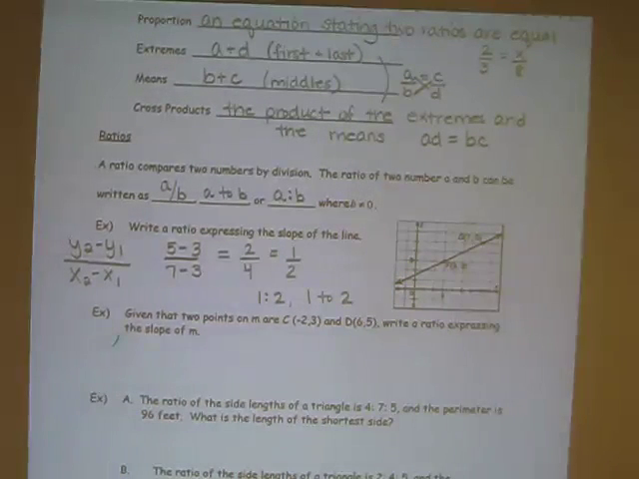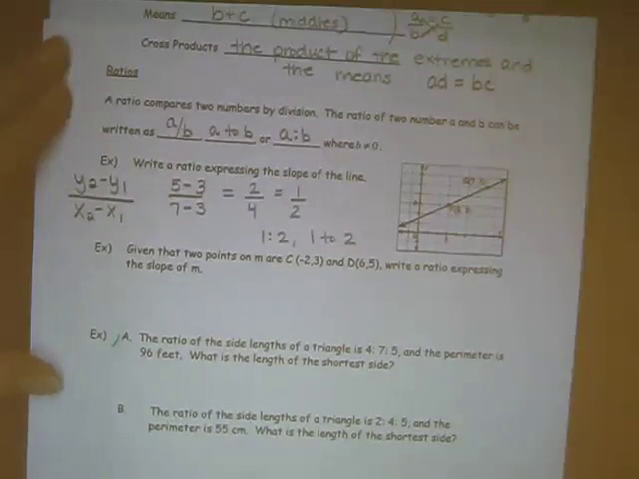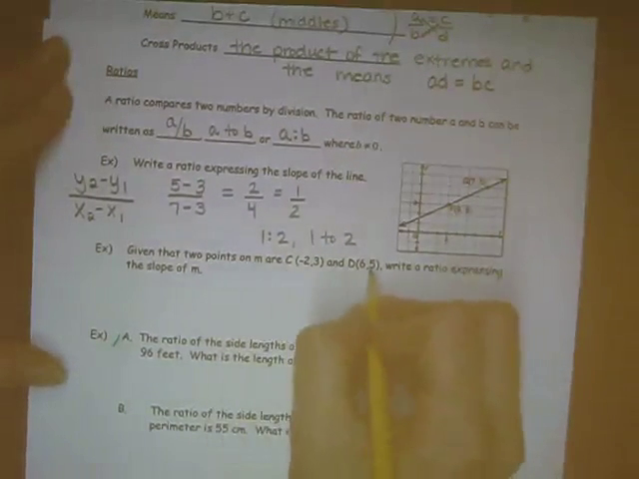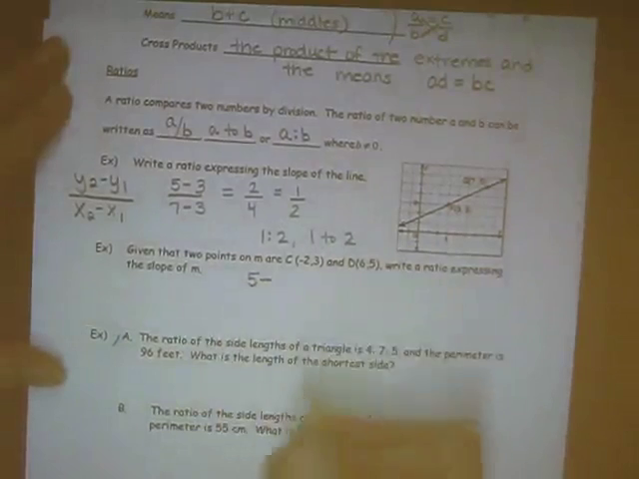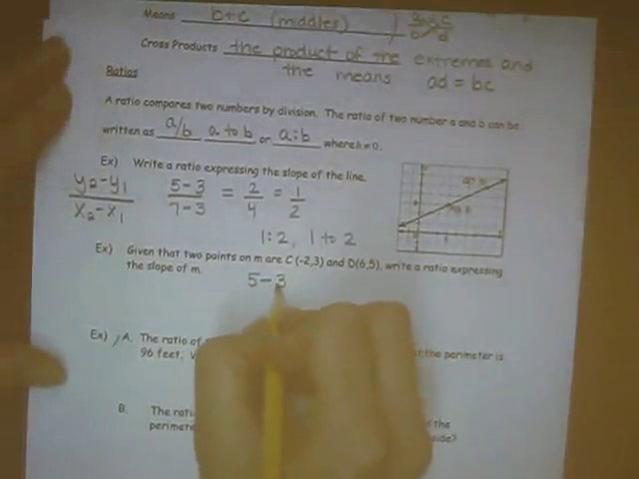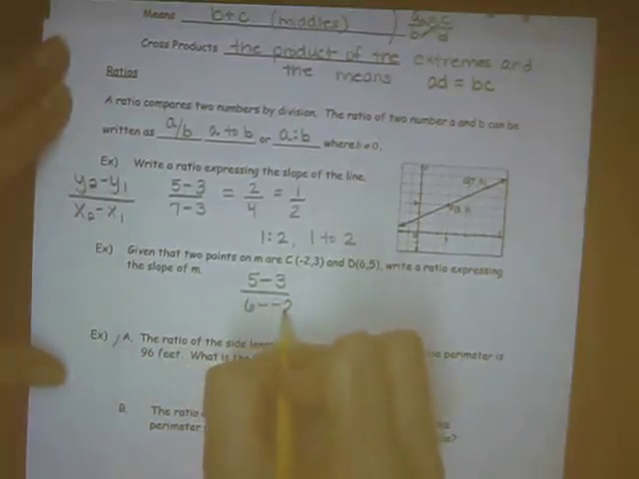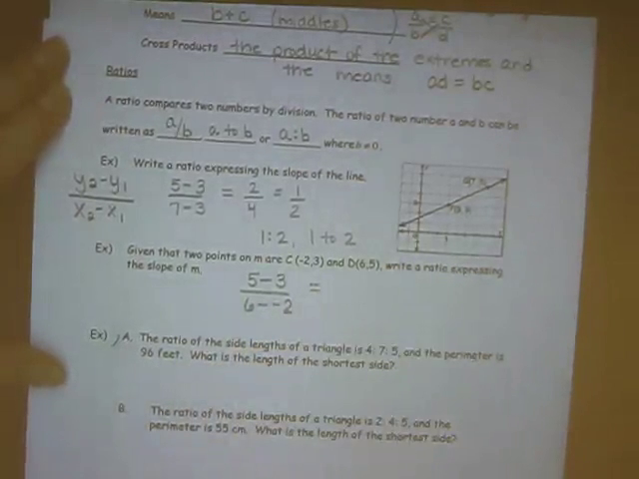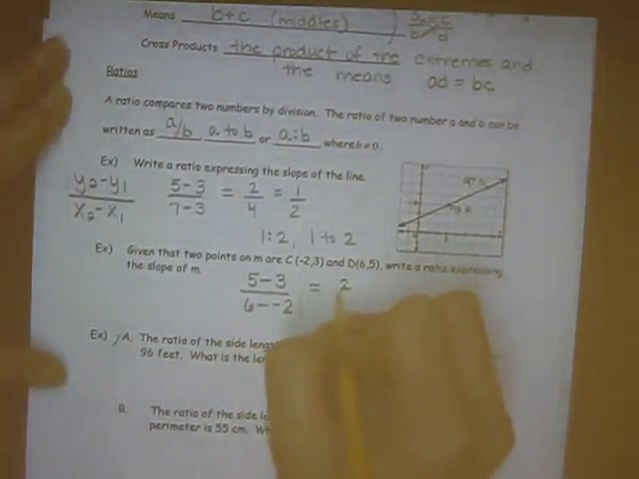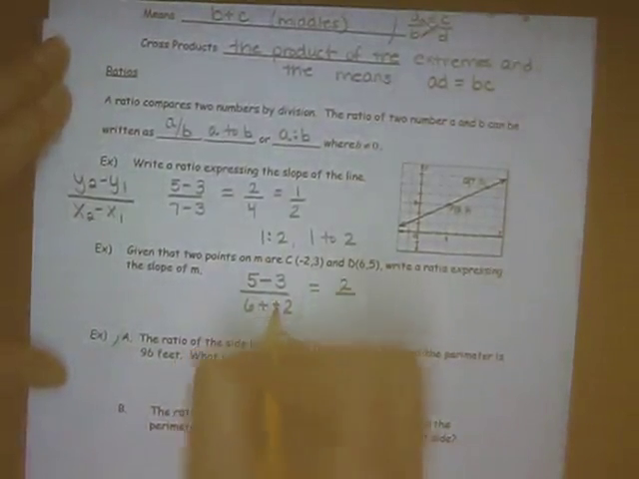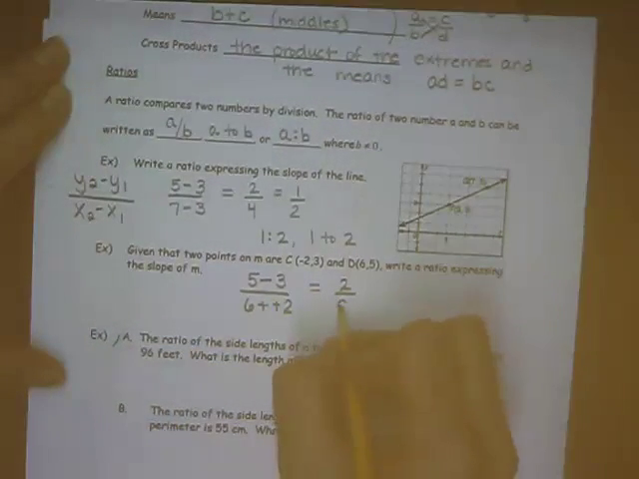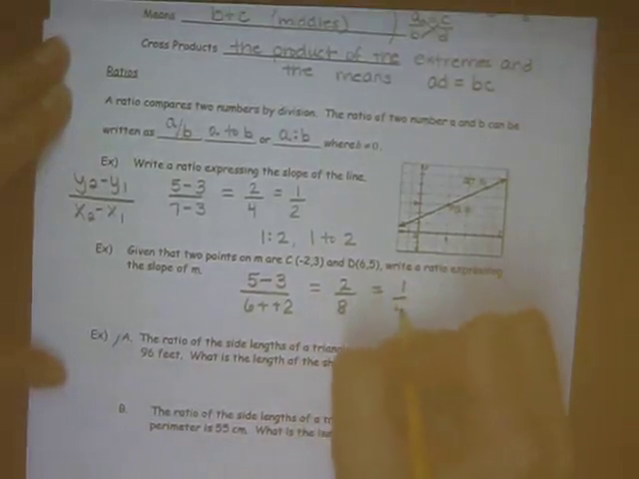The next one, write a ratio expressing the slope of this line. This time the points are not on a coordinate plane, but you still do it the same way. So the first thing we're going to do here is we are going to find the slope. So I picked 5 as my original y value, minus my other y value, 3, over my x, 6, minus my other x, negative 2. 5 minus 3 is 2. On the bottom, two negatives make a positive. 6 plus 2 is 8. If you reduce that, you get 1 over 4.